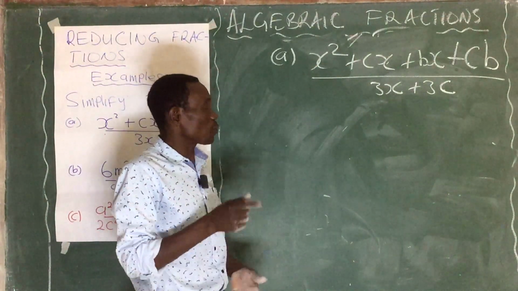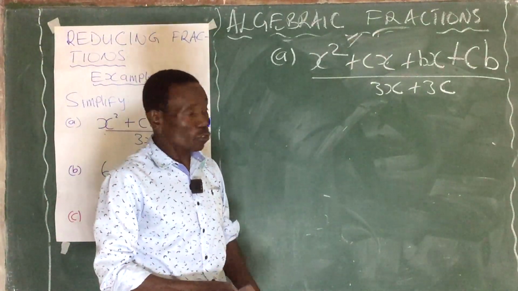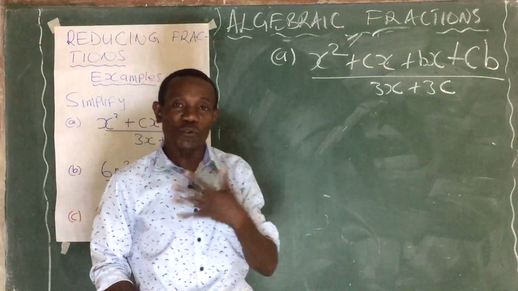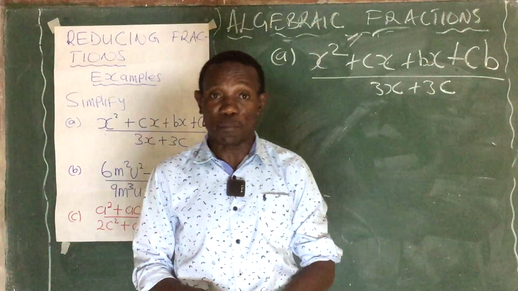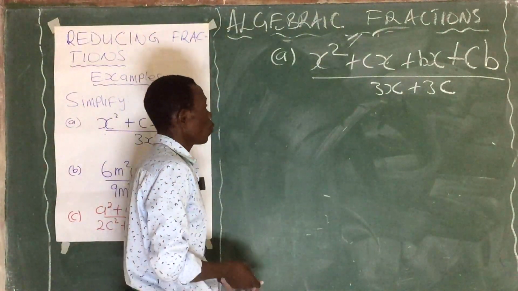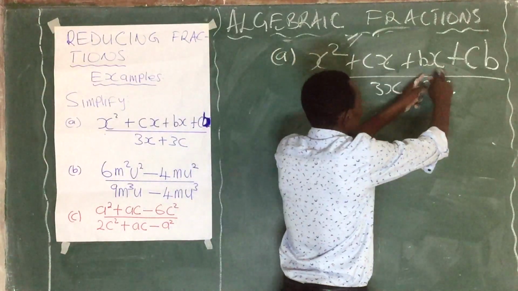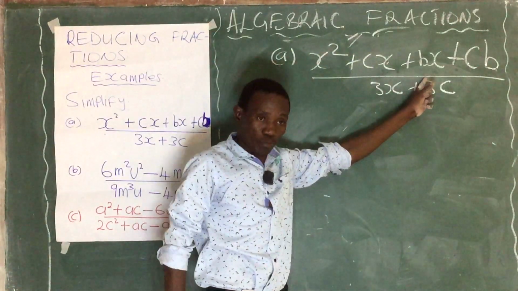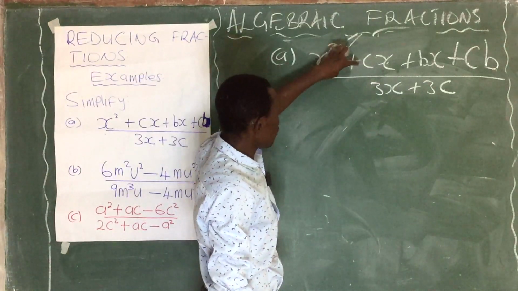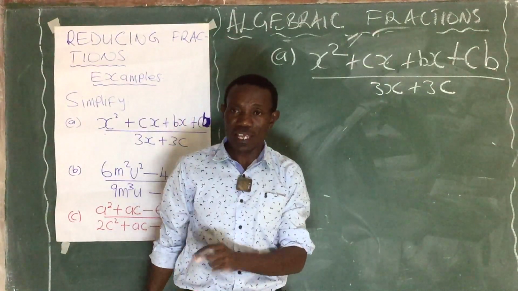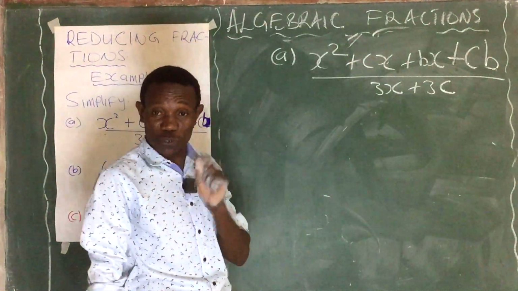As such, you can group into 2 groups. So the method we used up there is the one we did in Form 2 about the grouping method. Here, we are going to pair this and this as one group, and then bx and cb as another group. Once you have paired those terms, what do you do next? Identify a common factor that can get into them.